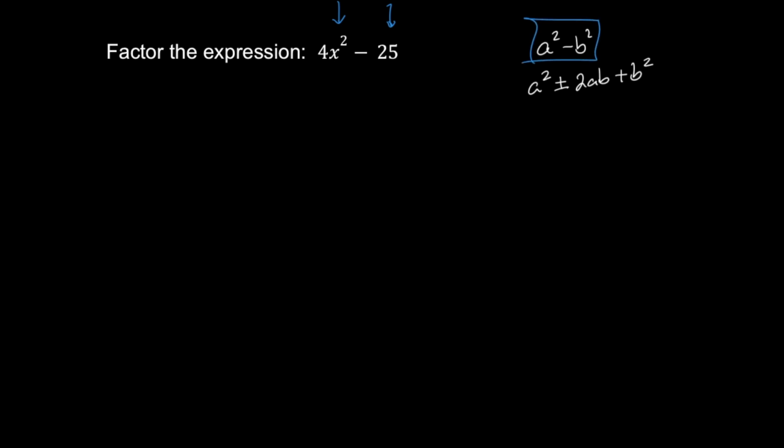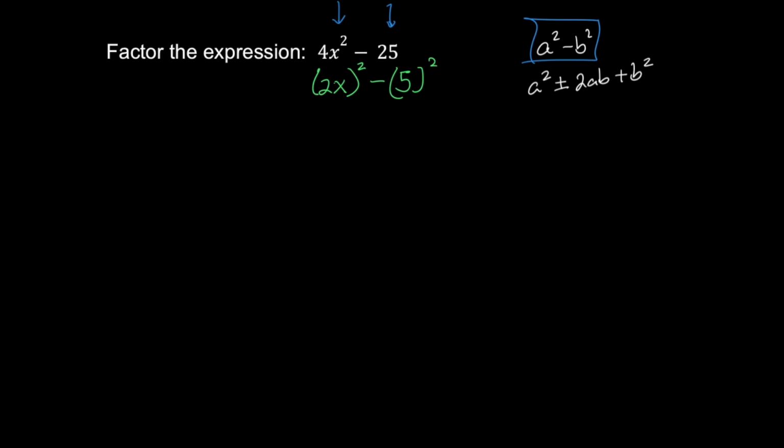To check to see if it follows that first pattern, both terms must be perfect squares. So 4x squared has to be a perfect square. Well, is 4 a perfect square? Yes, 4 is 2 squared, so it is a perfect square. And x squared is a perfect square because we square x to get x squared. So I'm going to rewrite it like this. The second term, 25, is that a perfect square? Well, yes it is. 25 is 5 squared.